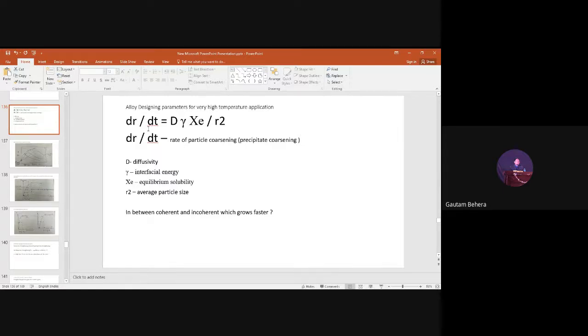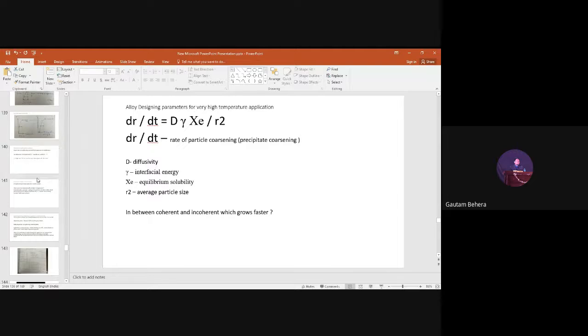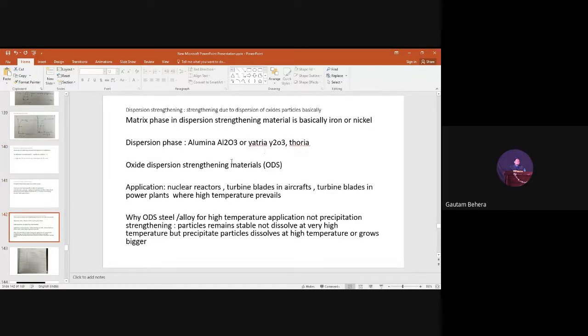Yes or no? Yes, sir. Xe being 0 means dr by dt will be 0. There will be no particle coarsening, right? So that's why dispersoids are very good at high temperature. If you remember, we can use alumina particles, yttria particles, thoria particles. These are oxides, and oxides do not grow with increasing temperature. So there are certain steels called ODS steels, oxide dispersion strengthened steels. They find application in turbine blades in aircraft, power plants, and nuclear reactors, where temperature is very, very high. So there we use ODS steel.